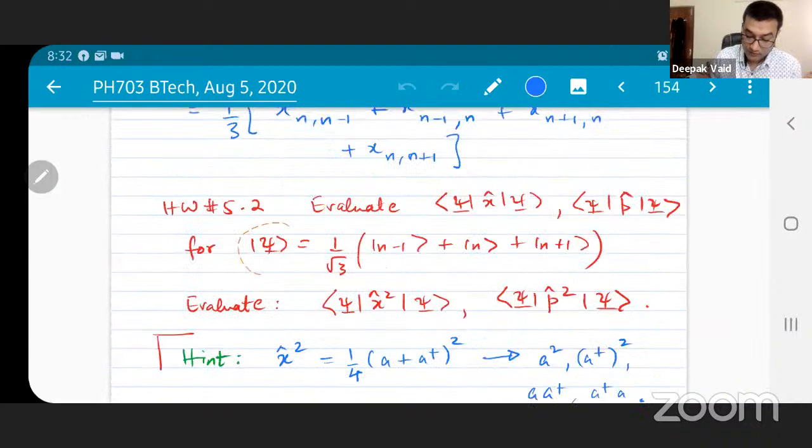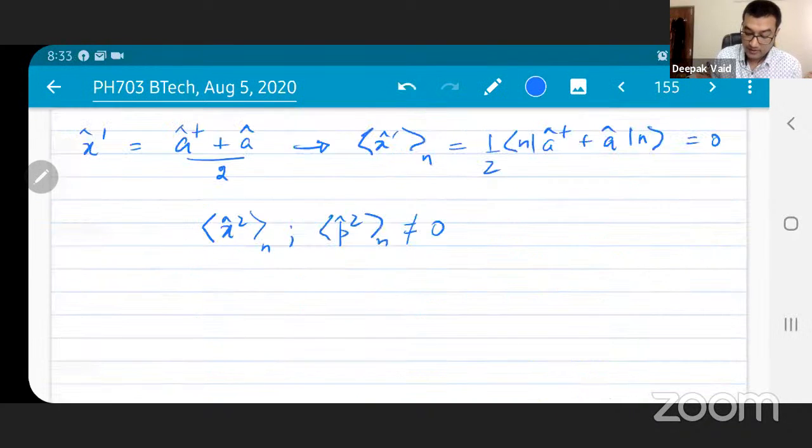And I had asked you to do it for some particular state. You can evaluate these in the nth eigenstate, and you will also see that they are not 0. So once we can find these quantities, we can also calculate delta x.